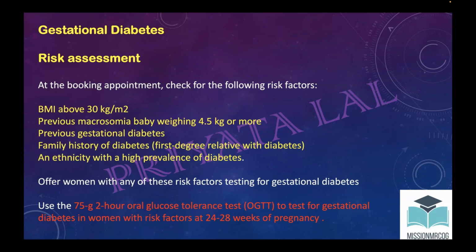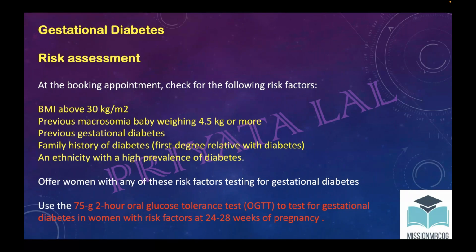Similarly, in the diabetic guideline, you have to remember the risk factors with which you will offer sugar testing. BMI more than 30, previous macrosomia, a baby weighing more than 4.5 kg, previous GDM, family history of diabetes in a first degree relative, and ethnicity with a high prevalence of diabetes, like Asian countries. If these risk factors are there, then only should the patient be offered glucose testing. And what is the choice of test? That is the 75 gram 2-hour glucose tolerance test, and it is done at 24 to 28 weeks of pregnancy.